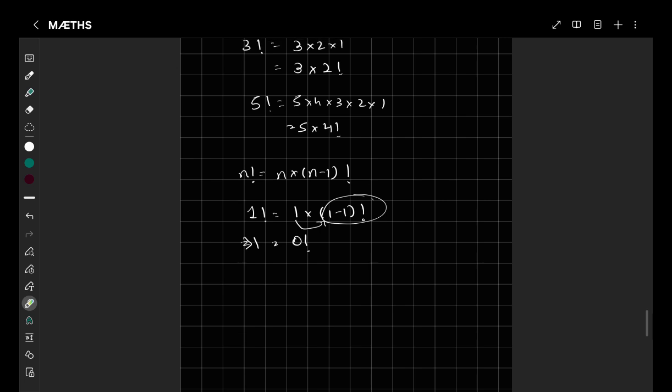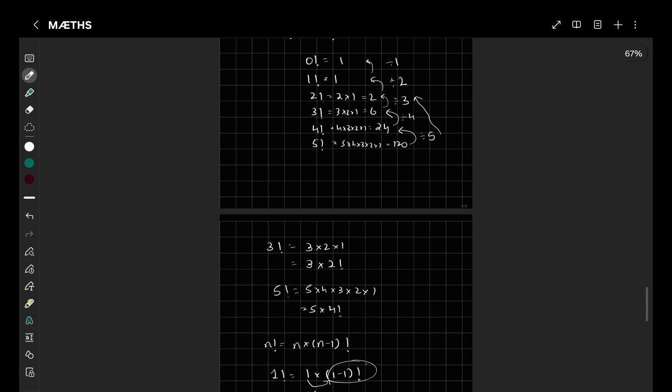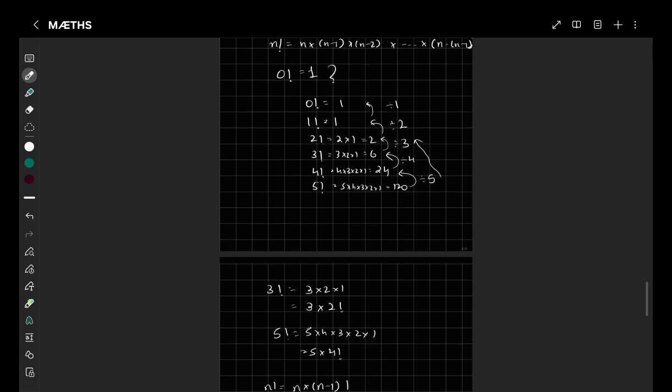Now there are other methods also, such as the gamma function, that shows factorial for all complex numbers and stuff like that, but this is the most basic way using which you can explain that 0 factorial is equal to 1.